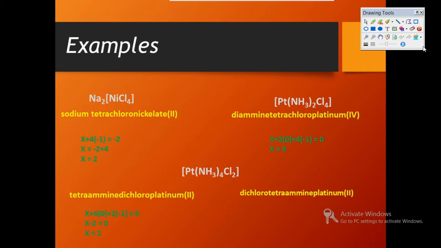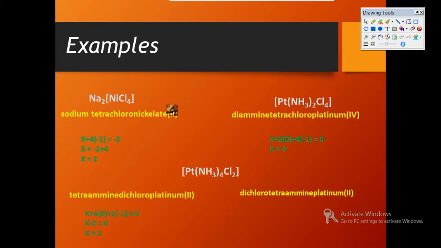Rule 3 indicates the prefixes di, tri, tetra, etc. while naming the coordination compounds. Now let us see the examples one by one.